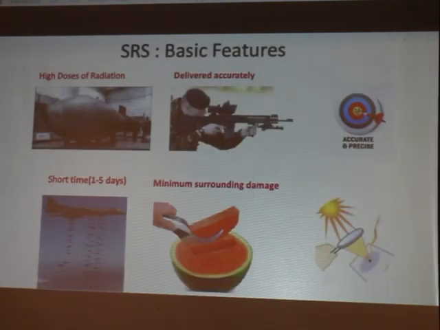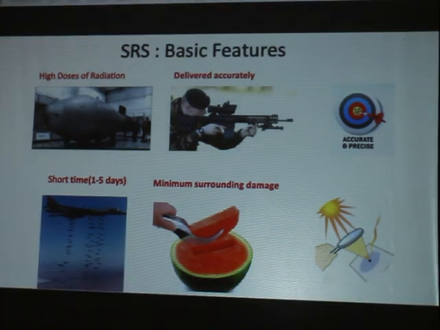So what are the basic features of SRS? SRS is a short treatment in which we complete the treatment in 1 to 5 sessions, maybe within a week, and it is very precise. We just target the tumor, and do not treat the normal tissue surrounding it. So it is delivered very accurately and precisely, so that it causes minimum damage to the surrounding structures and gives the maximum possible dose to the tumor.